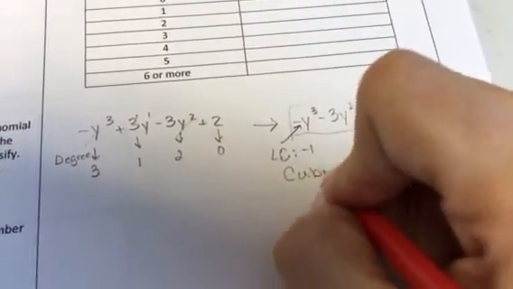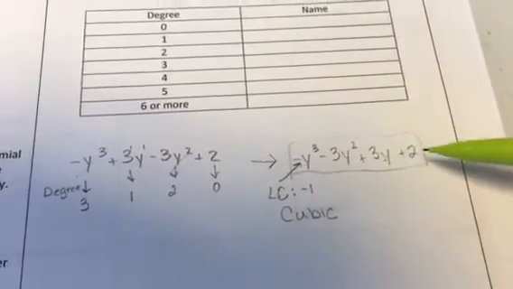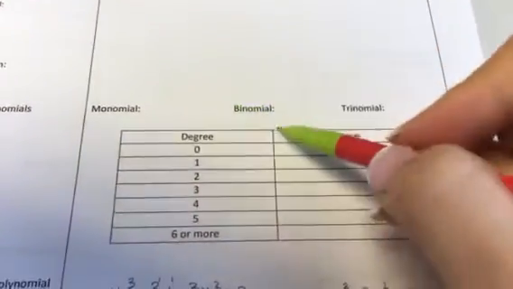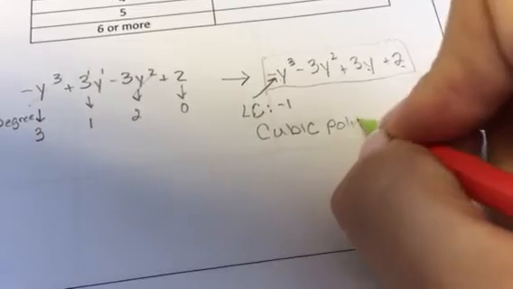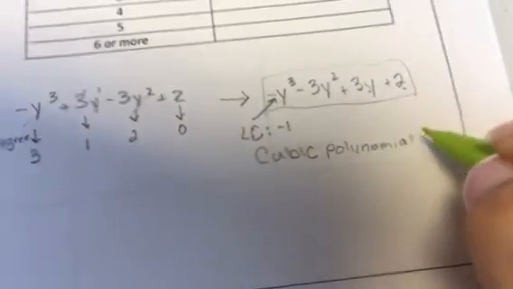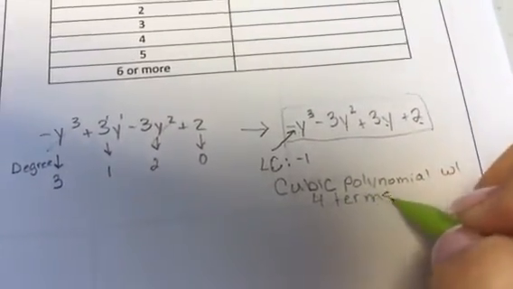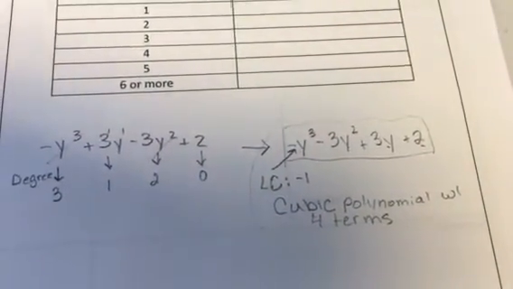There's its first name. And there are 1, 2, 3, 4 terms. So since it's not a monomial, a binomial, or trinomial, we just say cubic polynomial with 4 terms. Okay, and that would be everything that you need to tell me for that.